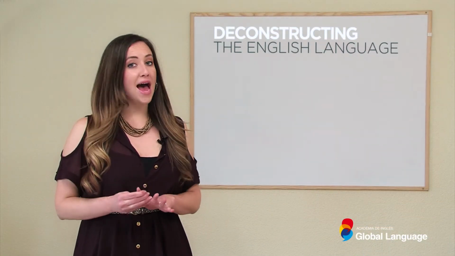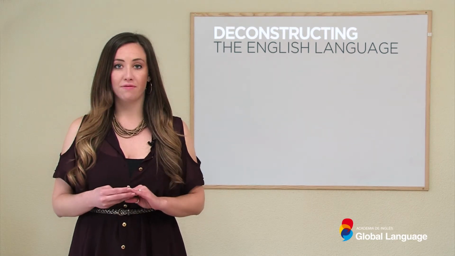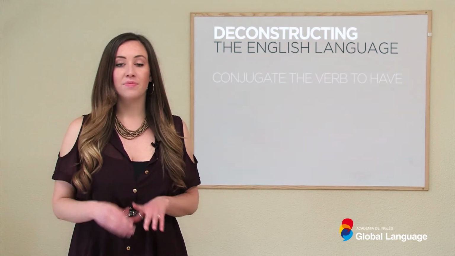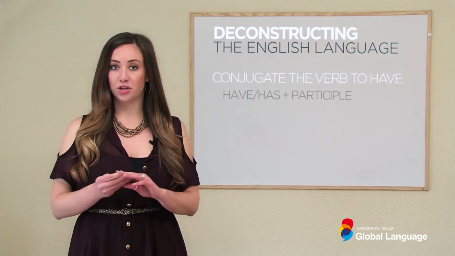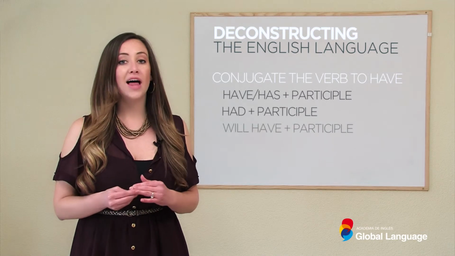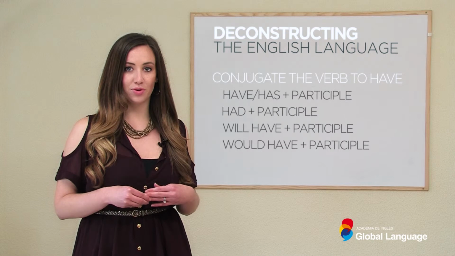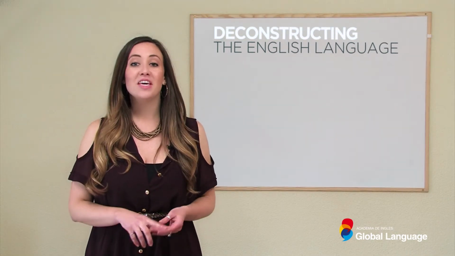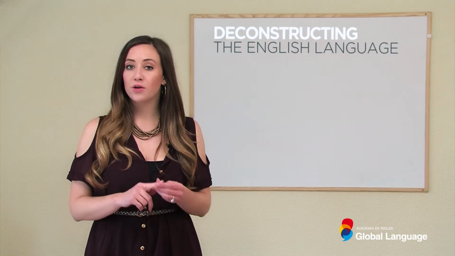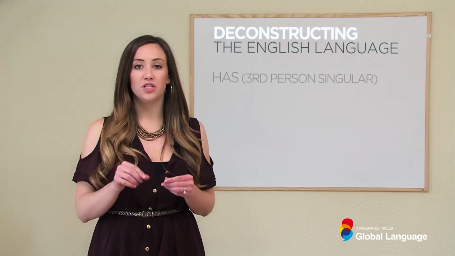We use past, present, future, and conditional of the verb to have. So, some examples. Have, has, plus your participle. Had, plus your participle. Will have, plus participle. And would have, plus participle.